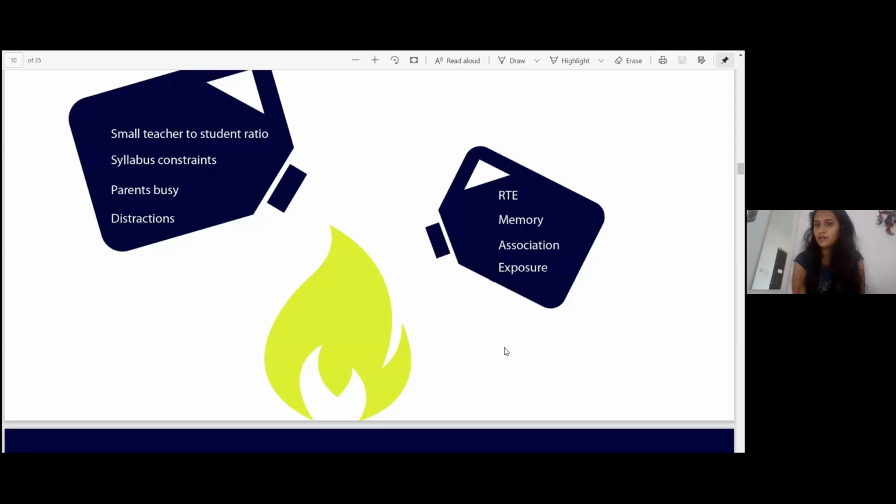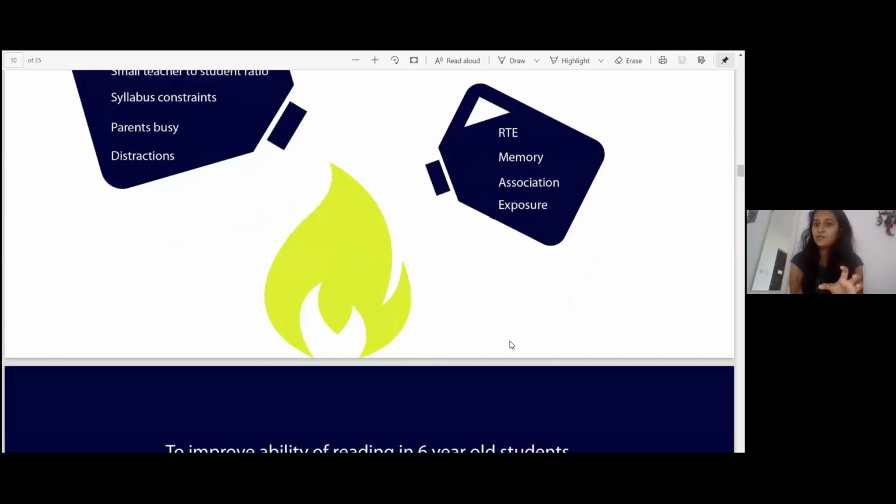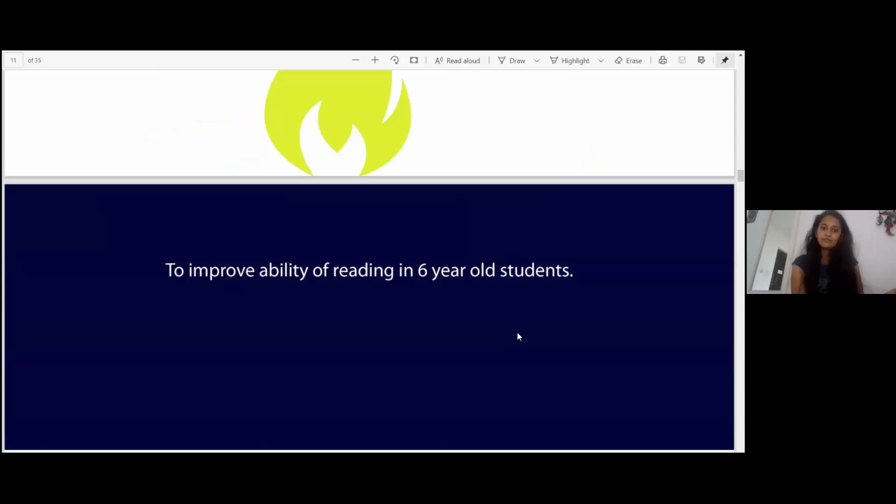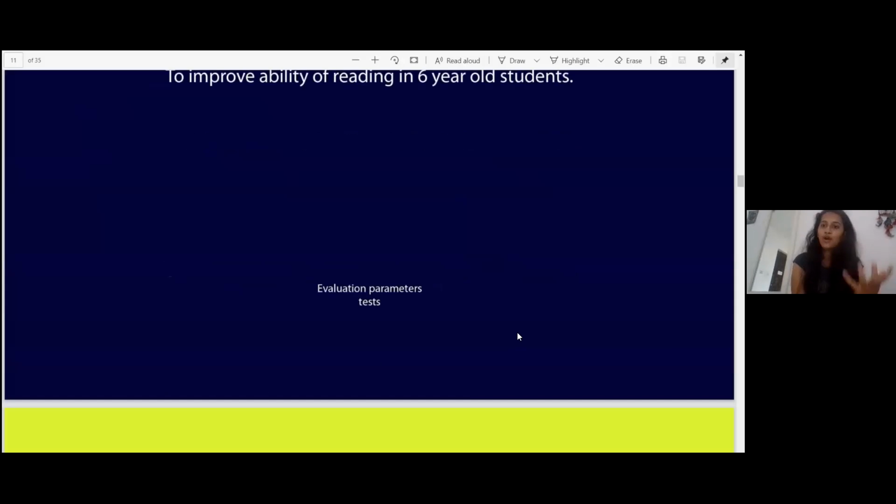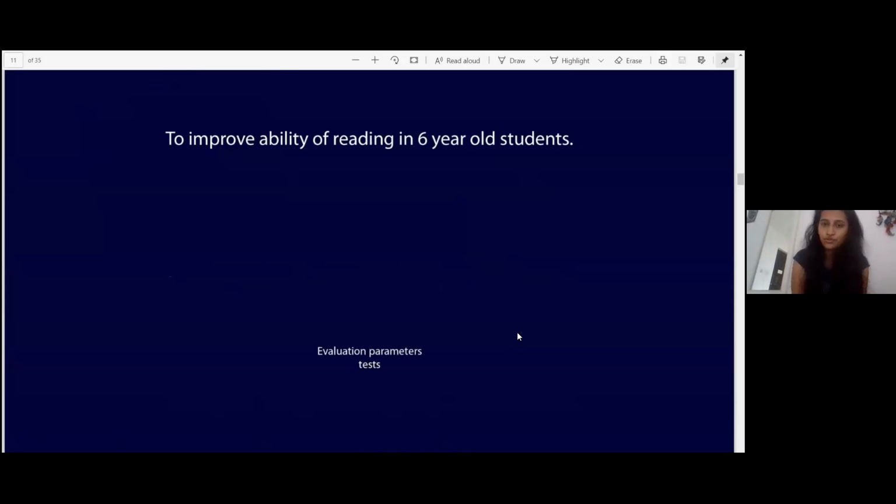All of these were the causes of my problem that I also wanted to look at. What I chose to take as my problem statement was to improve the ability of reading, which is a very broad and quite intimidating brief.